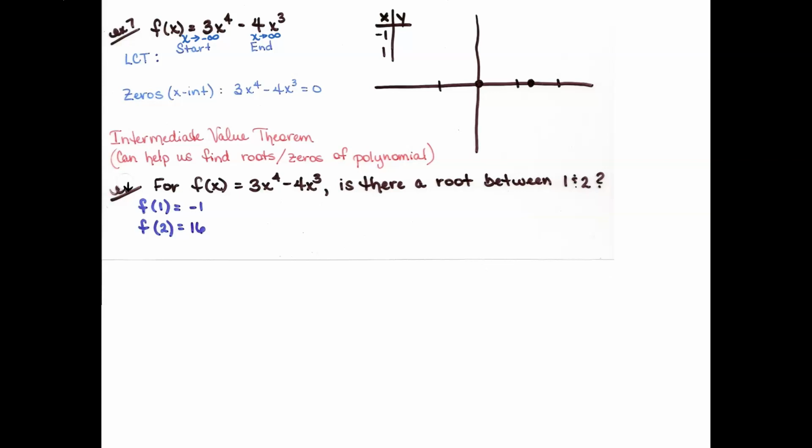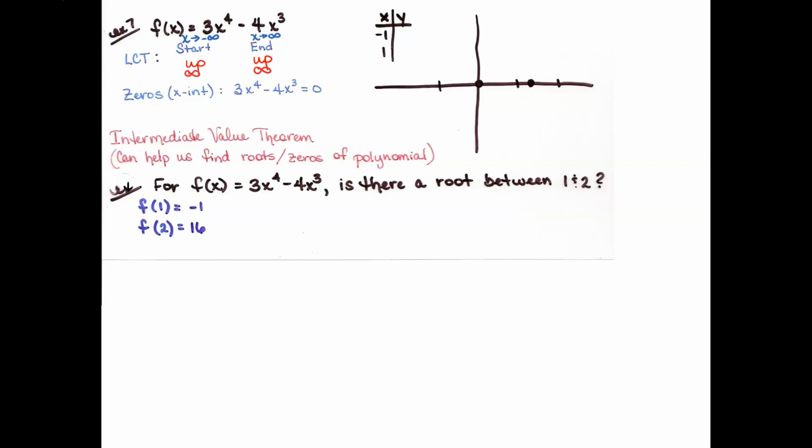Okay, leading coefficient test, how it starts and stops. Okay, so how's it going to stop? Okay, what's your leading coefficient? Positive, so it's going to end going up. All right, so it's going to end going up. How's it going to start if it's a degree of 4? Going up, because it starts and stops in the same direction.